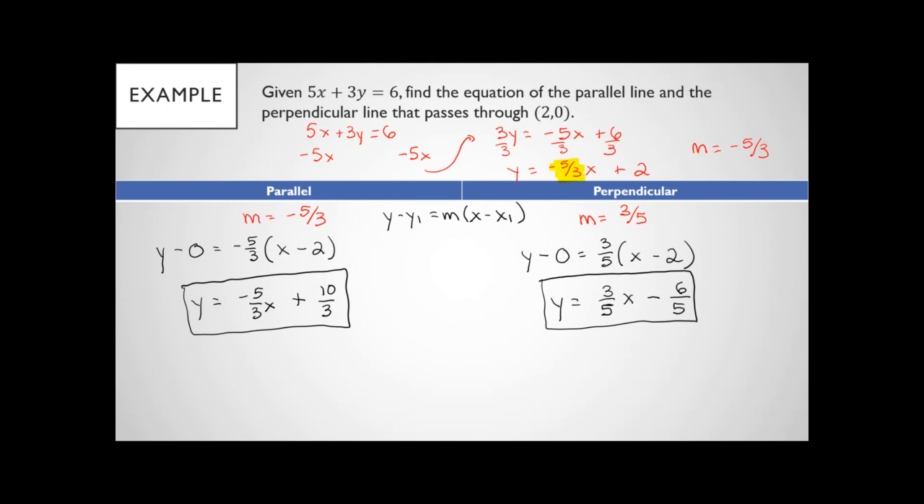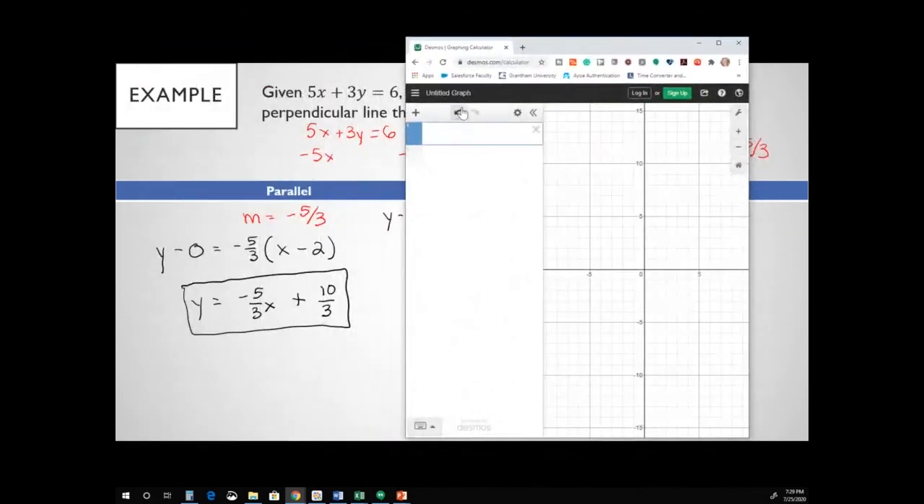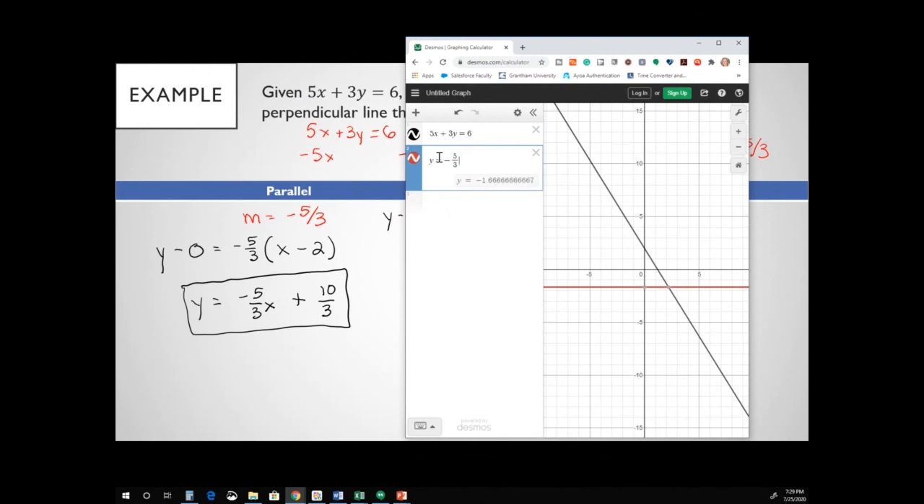And you could graph both of these. You can graph your original line, the 5x plus 3y equals 6, and you can verify. Desmos actually doesn't care what form the line is, so we can do that. So the original was 5x plus 3y equals 6. Our parallel line is y equals negative 5/3 x plus 10/3. So you can see that it's parallel. And 2, 0, you can see it marks it because it's an intercept. It does go through that point.